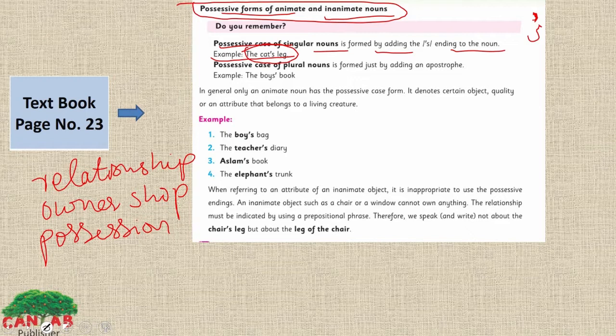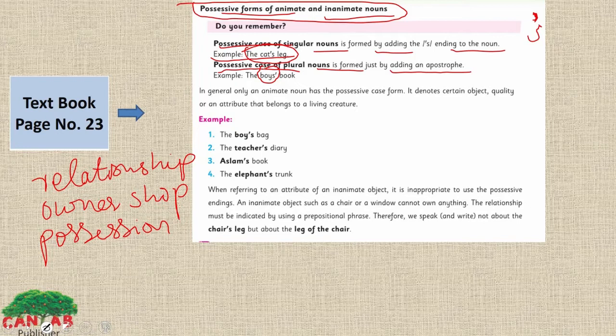In singular noun, possessive case of plural noun is formed just by adding an apostrophe. If the plural noun is ending with s letter, like boys here, boys are the plural form of singular form of boy here. Here it means boys, more than one here. And it is ending with the letter s here, the plural noun. What we will do? We will not add any other s here. We just simply put apostrophe after s. No need to put any extra s here to show the possession or ownership.